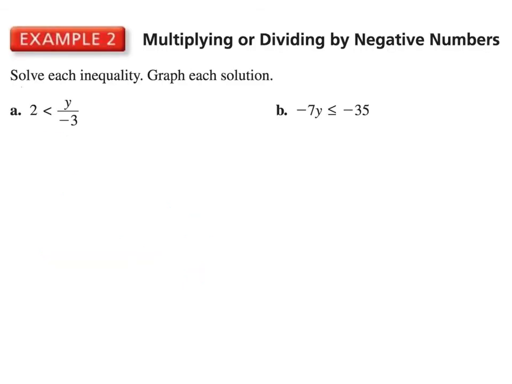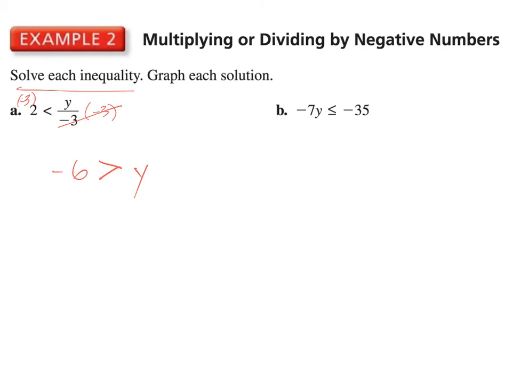This is what you really have to watch out for when working with inequalities. Here I'm dividing by negative 3. I want to isolate the variable, so I'm going to multiply by negative 3 on both sides. So the negative 3's cancel out here. Now whenever you multiply by a negative on both sides of an inequality, you flip the inequality sign. Don't forget to flip the inequality sign. And then I have y isolated.